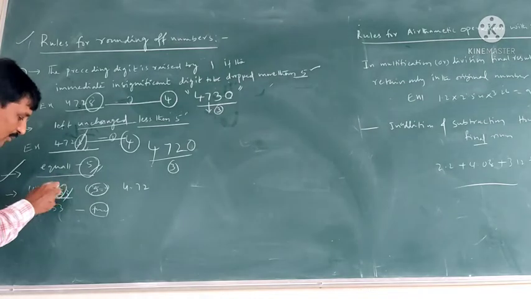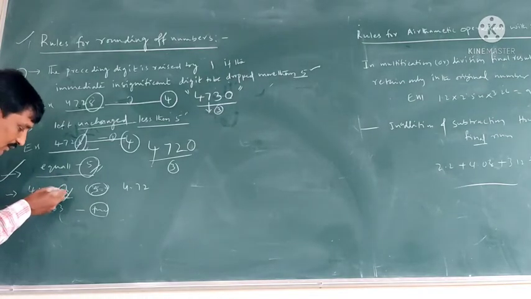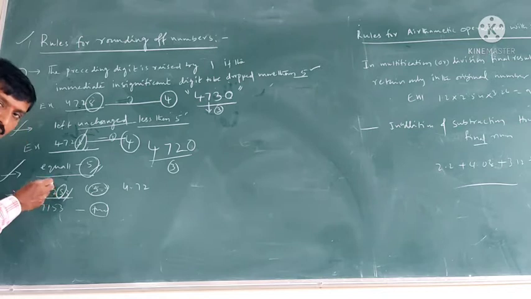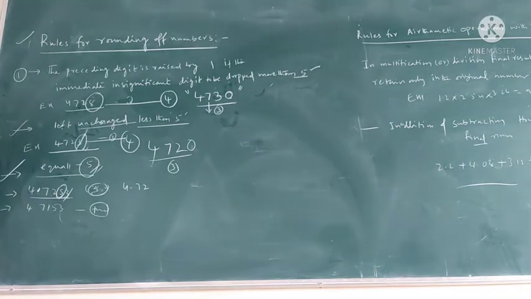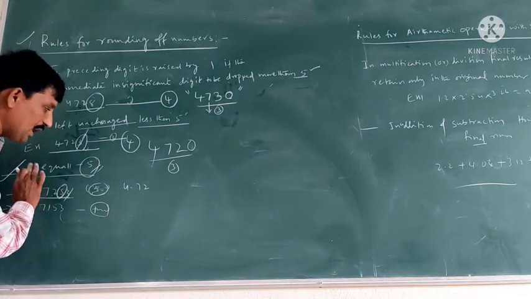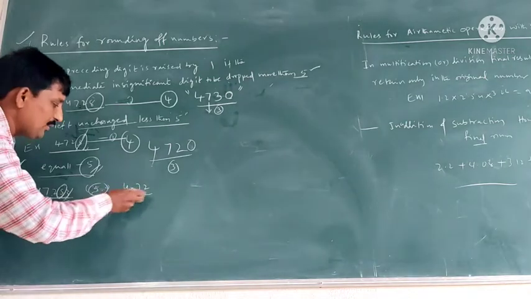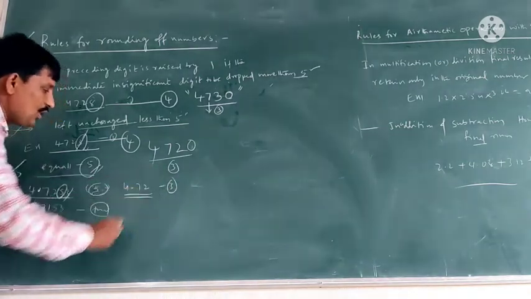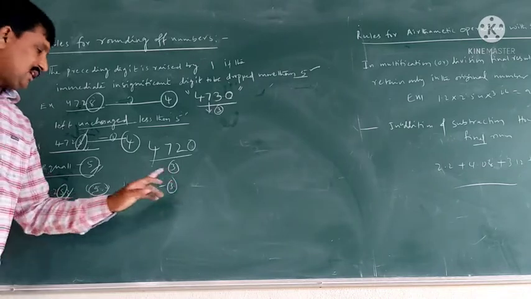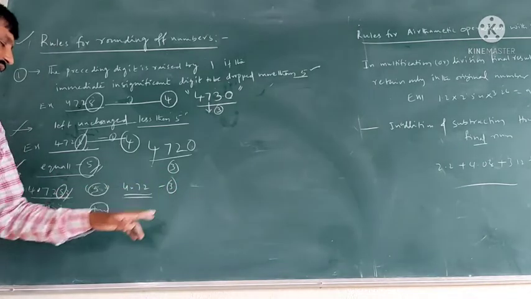So when you remove 5, you observe the before number, which is 2. 2 is an even number, and with an even number you cannot change it. You can write 4.72 directly. Right? So how many significant figures are there? 3. So 5 is converted into 3.